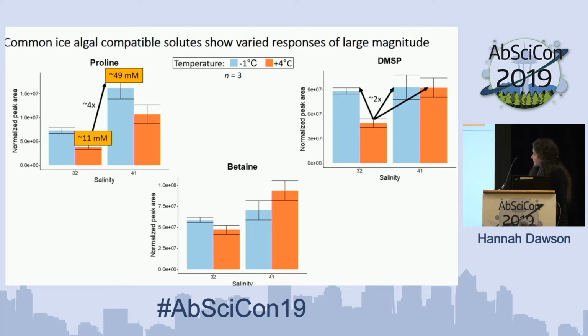And then if we look at DMSP, again, we're looking at the normalized peak area against the salinities and the 2 different temperature treatments, -1 and +4. DMSP increased in response to cold temperature and higher salinity around 2-fold, but did not show the additive effect we saw for proline. And we don't have absolute concentrations for DMSP using this method, but we can assume from previous work they're similarly high. And glycine betaine was at pretty high concentrations still, between 27 and 61 millimolar, but showed a more complicated response than what we're seeing for these other candidates, with a general increase in response to higher salinity, but a more complicated temperature story.